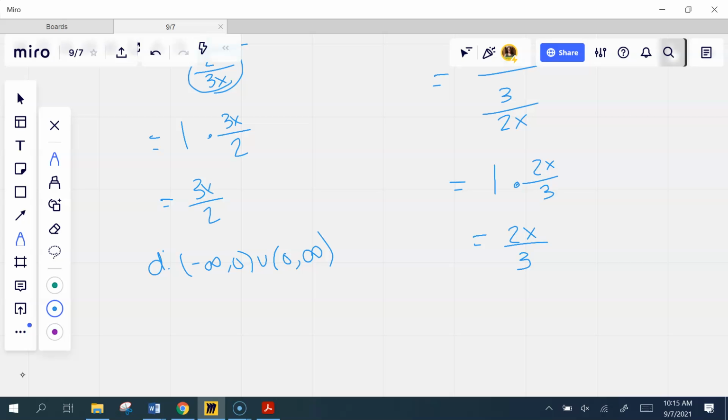Same thing. Yes or no? Yes. And that's important because if the answer had something in the bottom, I would also need to leave that out. You see what I'm saying? Like if it was x plus 2 in the bottom, I'd also need to leave out negative 2. Does that make sense?